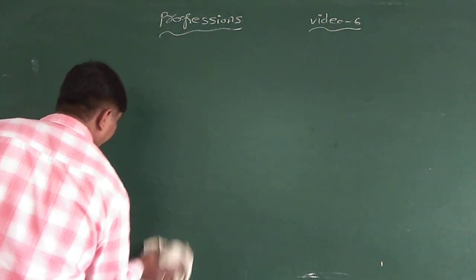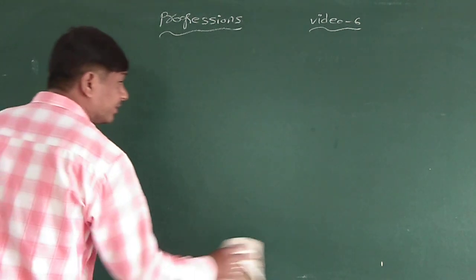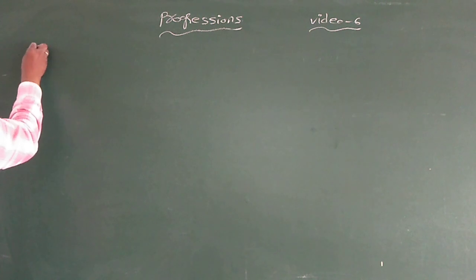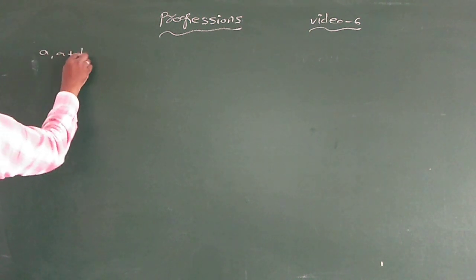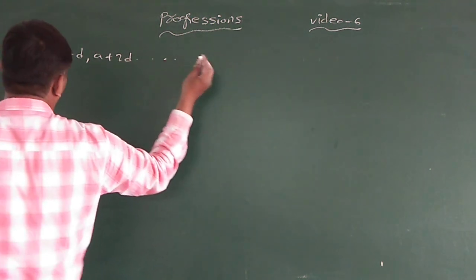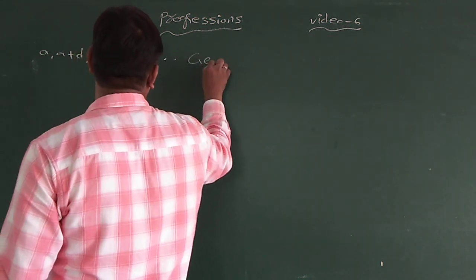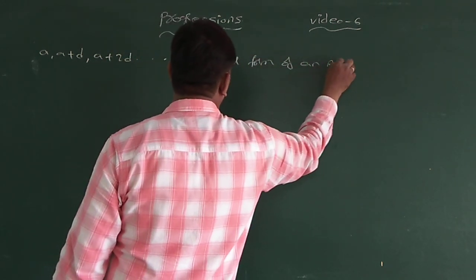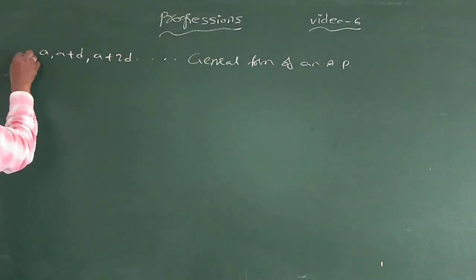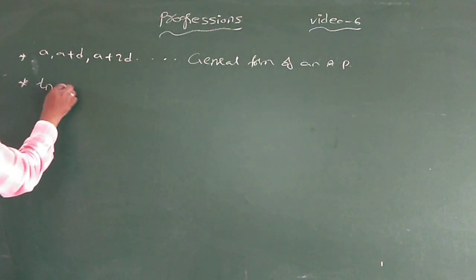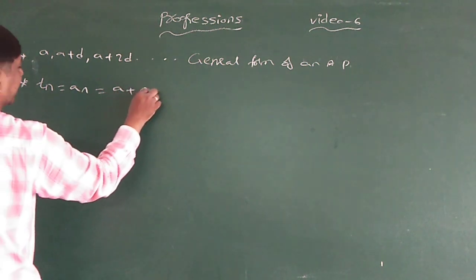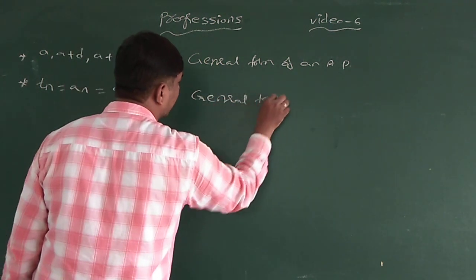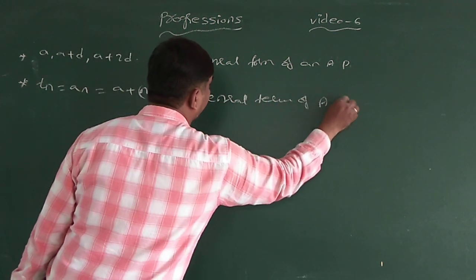See here. The general form of an AP is a, a plus d, a plus 2d, and so on. Another one is Tn, or An, equal to a plus n minus 1 into d. This is the general term of an AP: a plus n minus 1 into d.